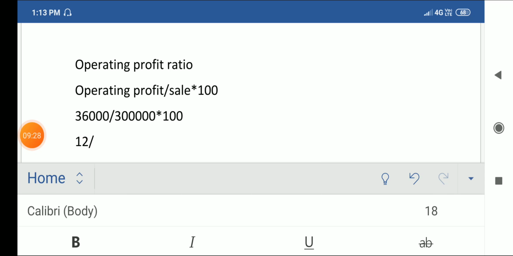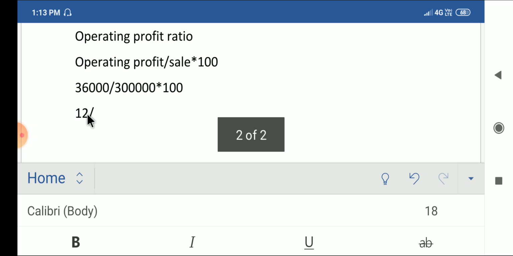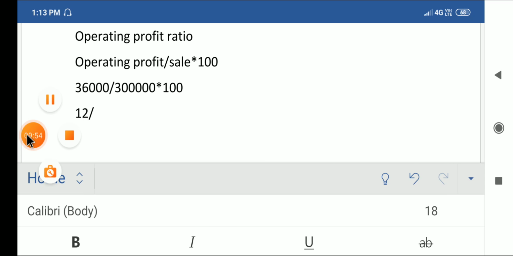Now we calculate the operating profit ratio. Operating profit ratio is equal to operating profit upon sales into 100. Now we include the figures in the formula. Operating profit is given as 36,000 and net sales given as 3 lakh into 100. Total operating profit ratio is 12%.